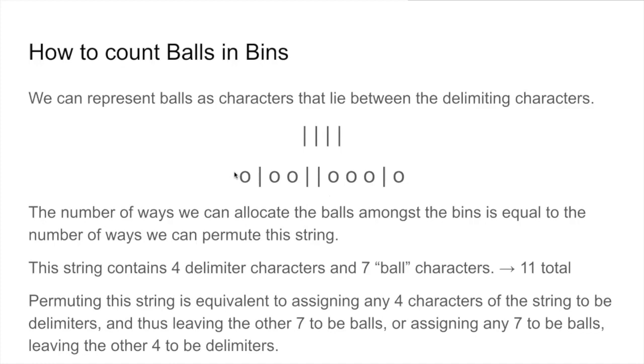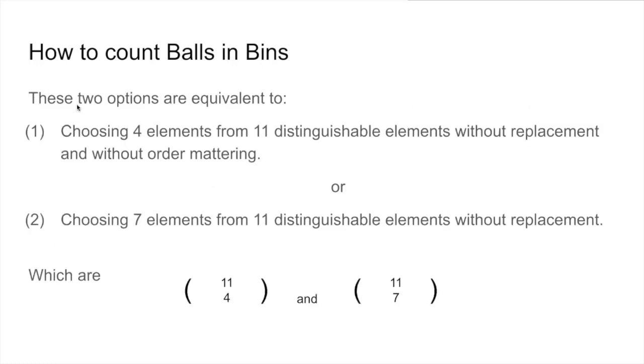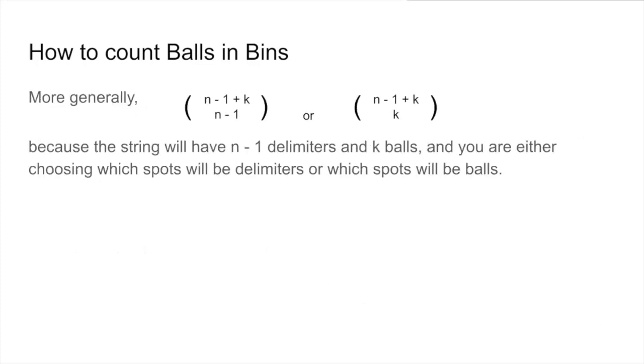So permuting the string is equivalent to assigning any 4 characters of the string to be delimiters and leaving the other 7 to be balls, or assigning any 7 to be balls and leaving the other 4 to be delimiters. These two options are equivalent to choosing 4 elements from 11 distinguishable elements without replacement and without order mattering, or choosing 7 elements from 11 distinguishable elements without replacement and without order mattering, which are 11 choose 4 and 11 choose 7. If we want to generalize, this is n minus 1 plus k, choose n minus 1, or n minus 1 plus k, choose k, which is the result we got before.